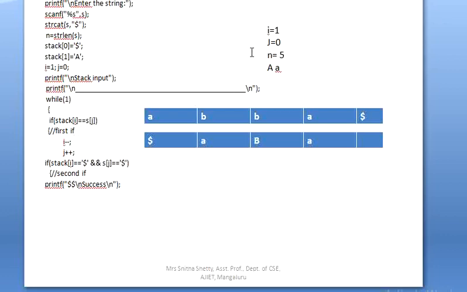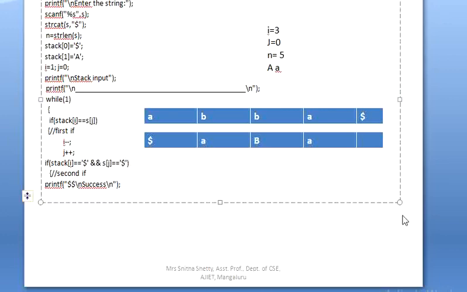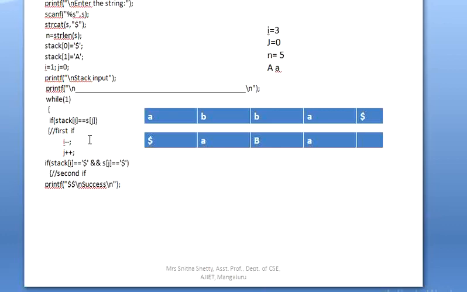Now what is I? I is 3, right? So here I is 3 now. And what is j? j is 0. Now you need to check the condition. What is stack of 3? Stack of 0, 1 to stack of 3 is A. And what is s of 0? A. Now A and A are matching, right? So if it is matching, enter into the loop.